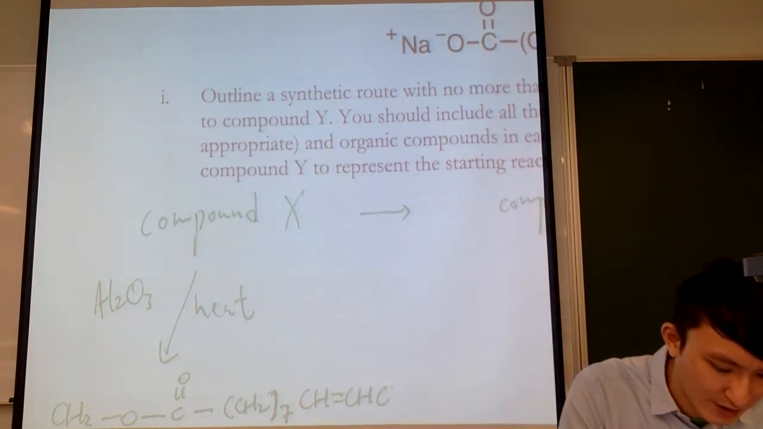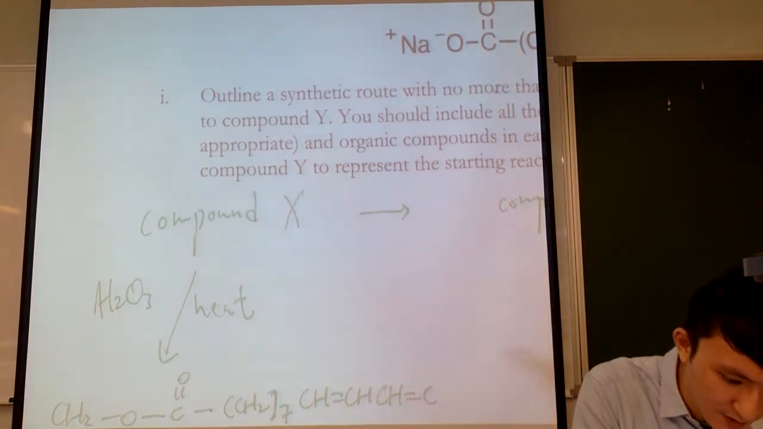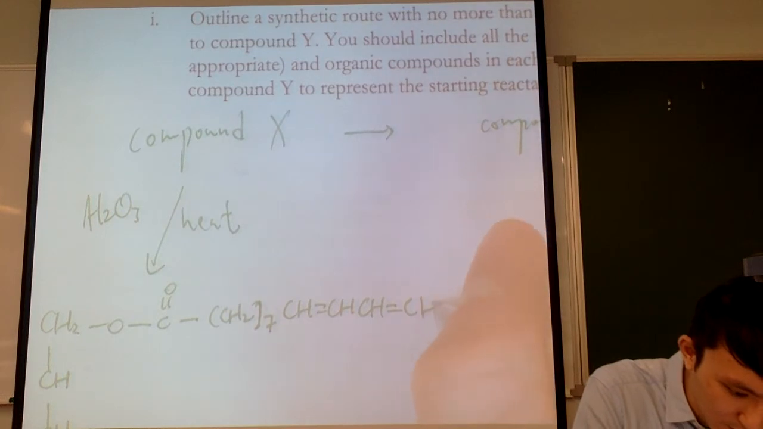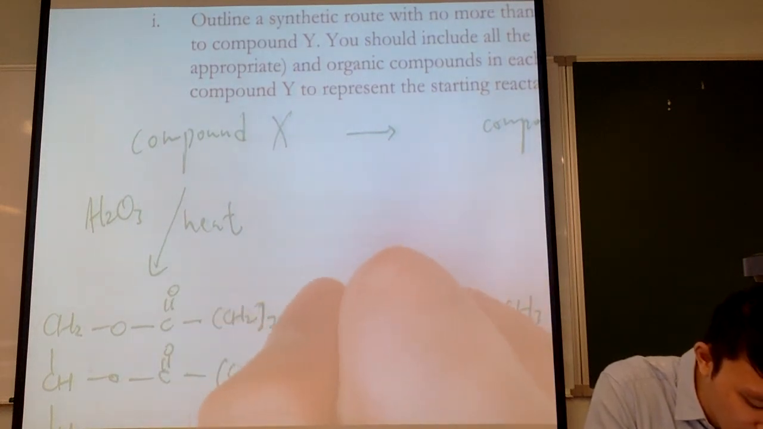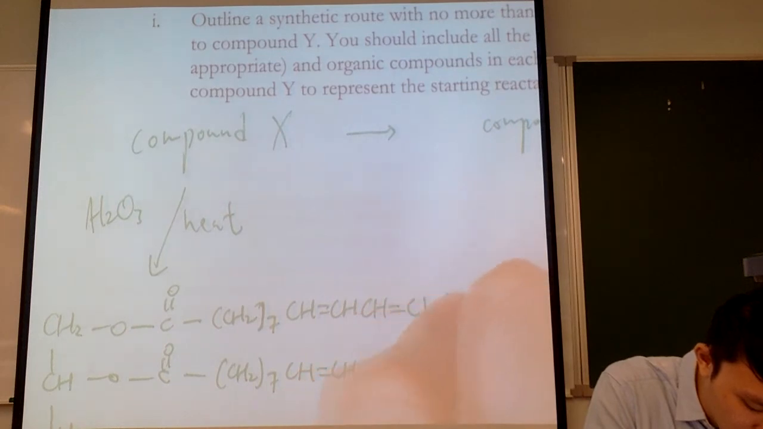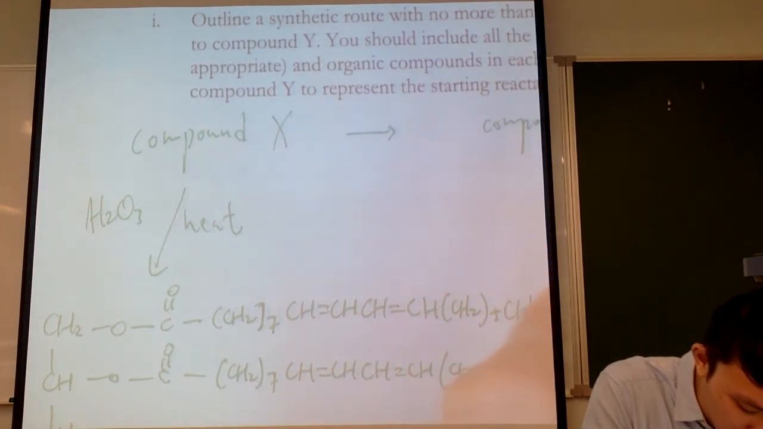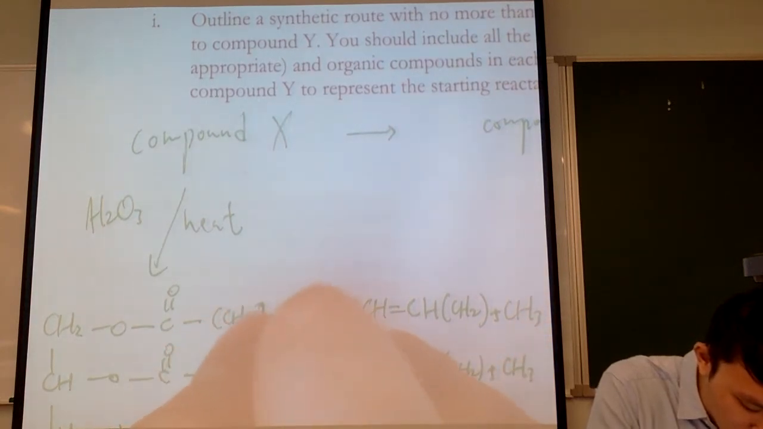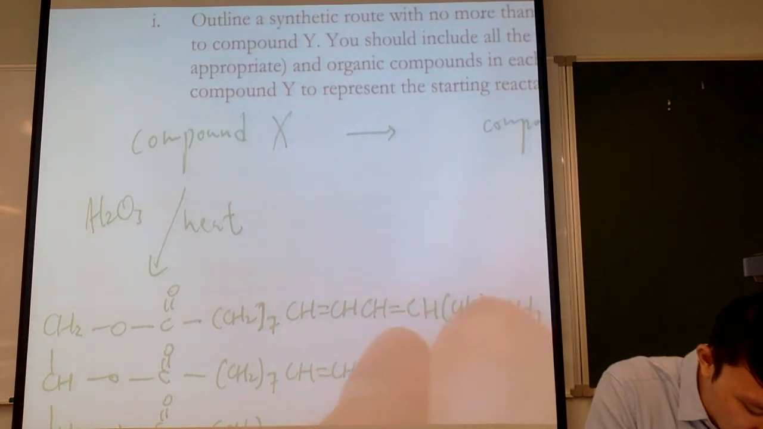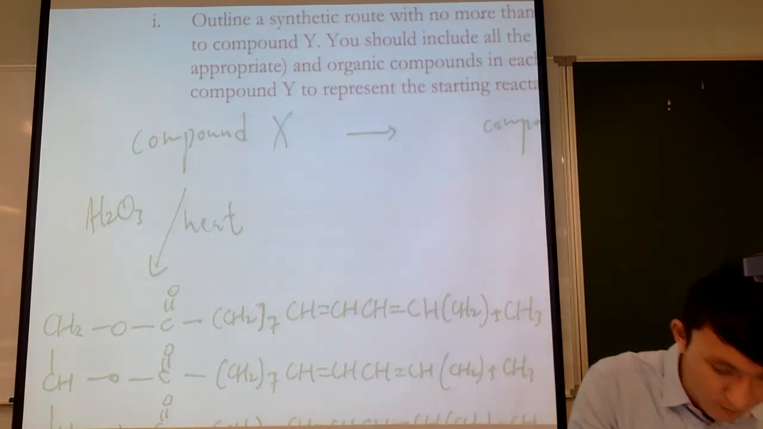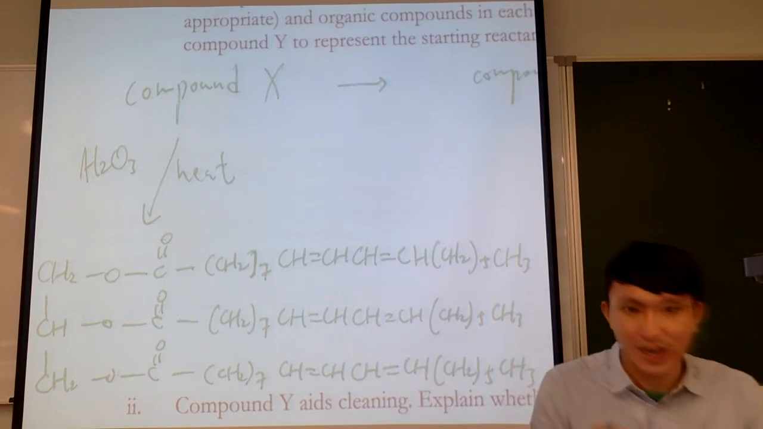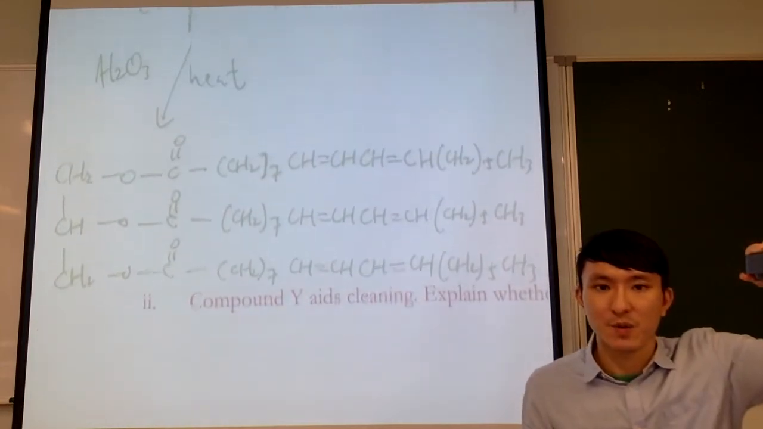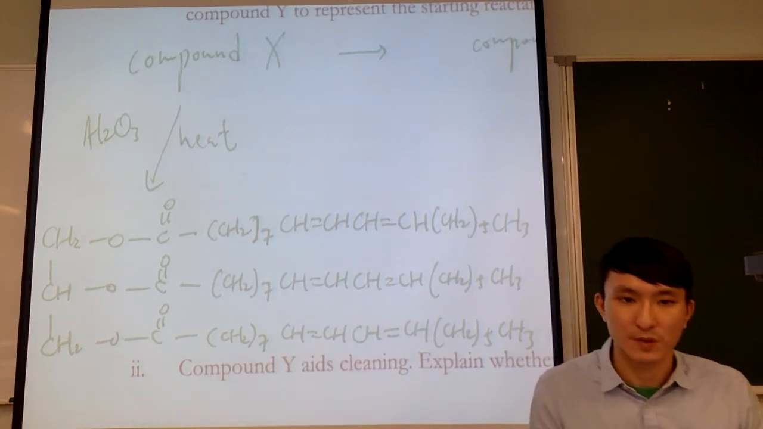When we do a dehydration, it probably takes place here. And the rest should be the same, you just copy. These three are the same. So basically, we undergo a dehydration so that all the hydroxyl groups are gone. Now, the next step is we want to get rid of the C-C double bond. So in this case, we want to do a hydrogenation.